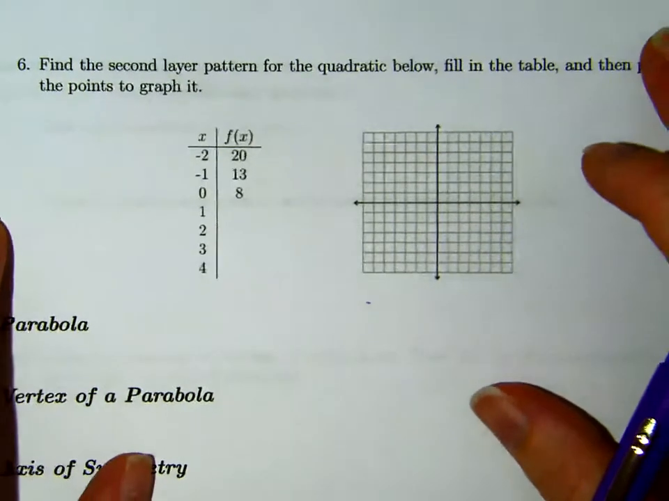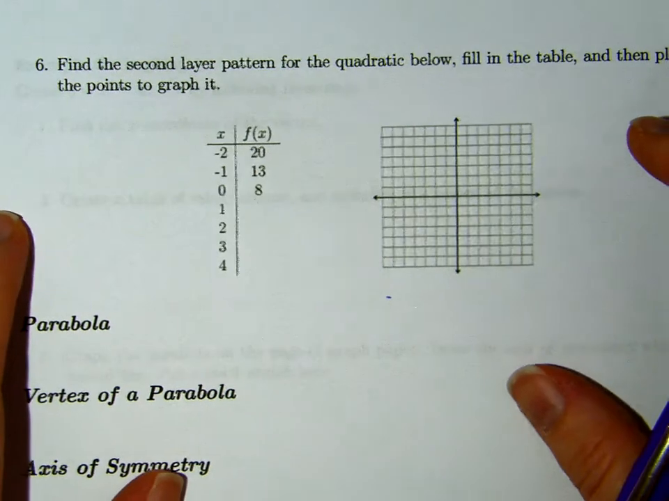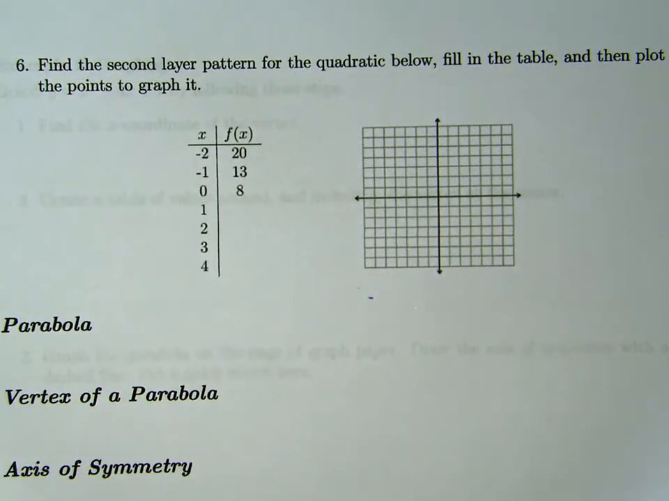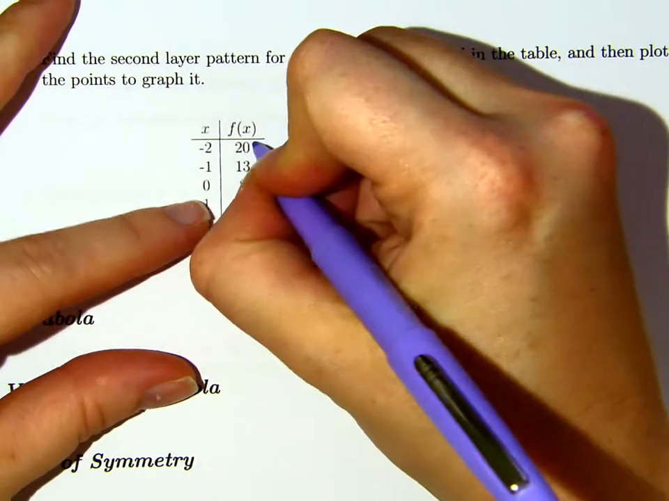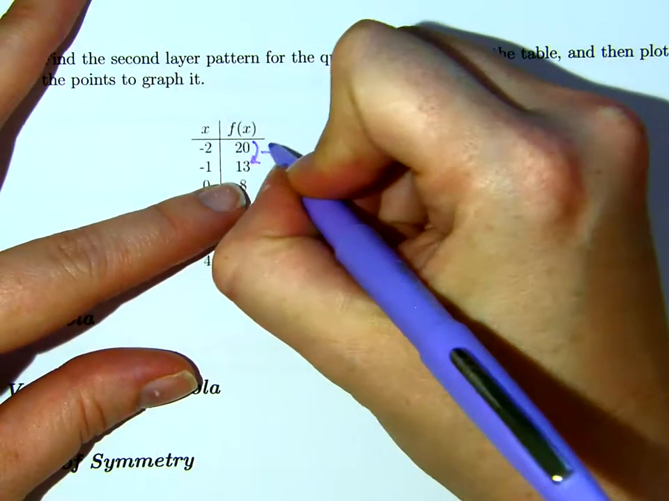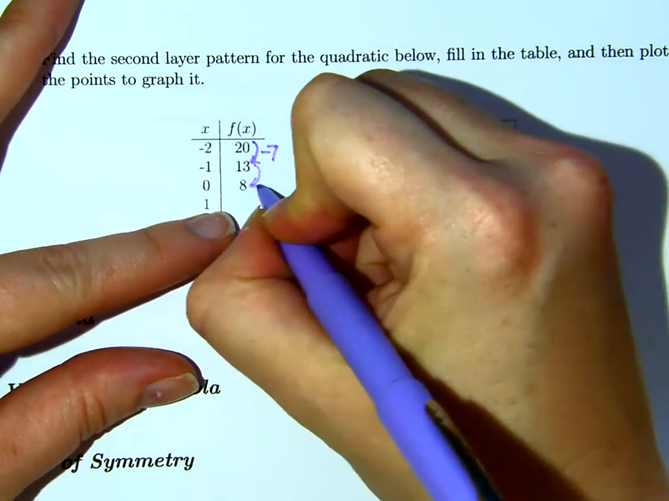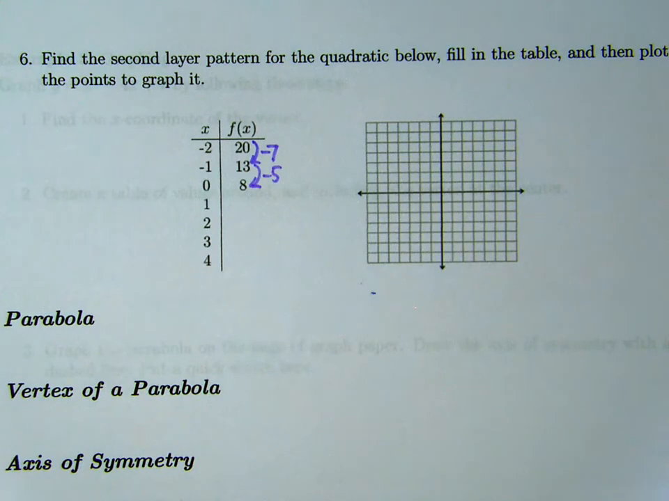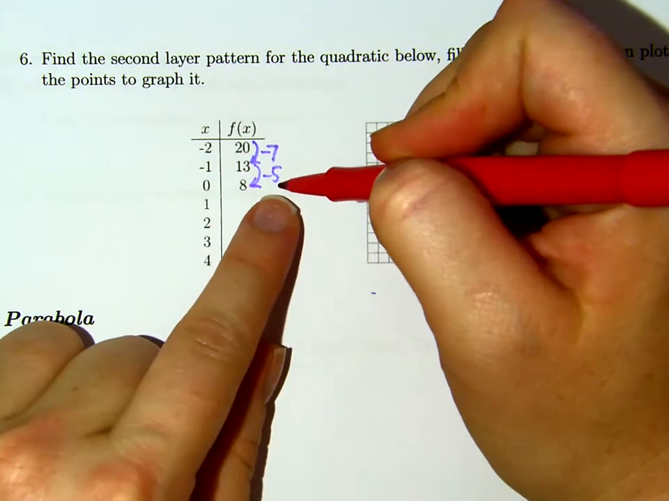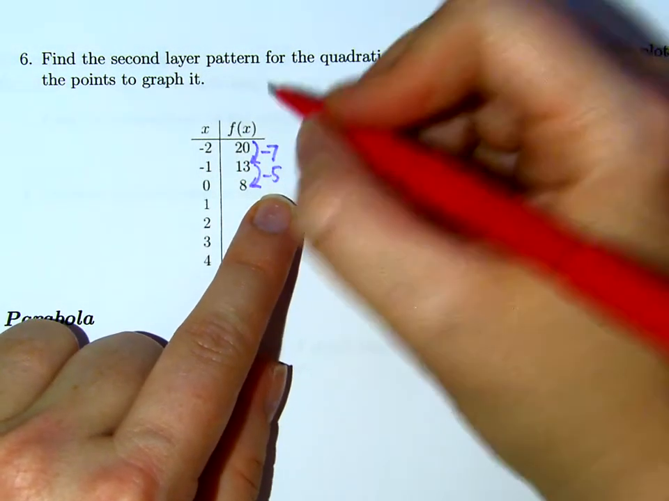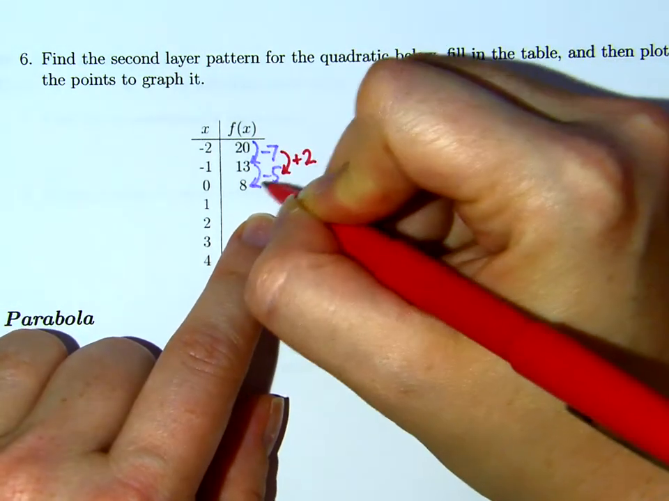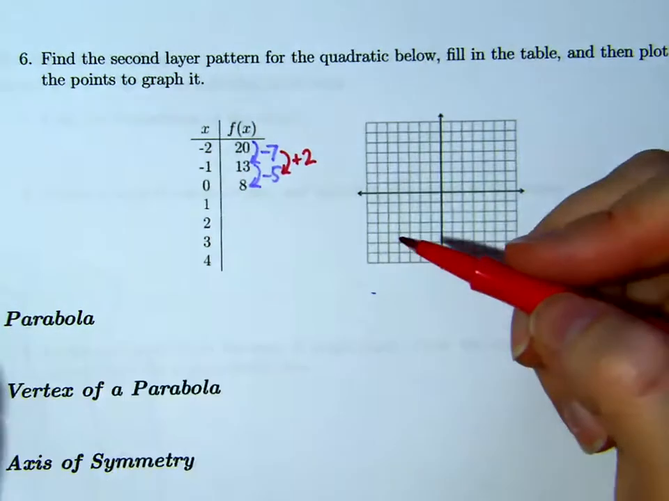Let's do it again. Find the second layer pattern for the quadratic, fill in a table, plot, and graph. Okay, pattern. Hunting for a pattern. This is takeaway 7. This is takeaway 5. In order to get from -7 to -5, that is +2. -7 plus 2 makes -5.